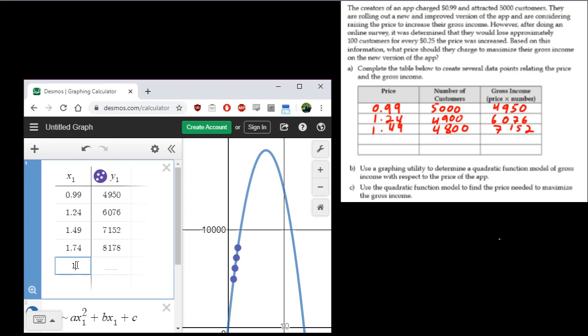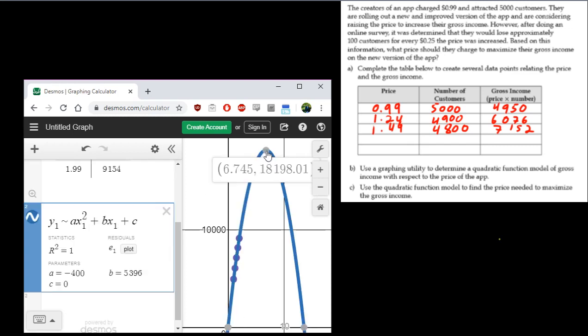So this would be $1.99, and their gross income would be $9,154. Not too much. I don't think it changed too much. I think my C value changed a little bit in my equation, but that was pretty much it.